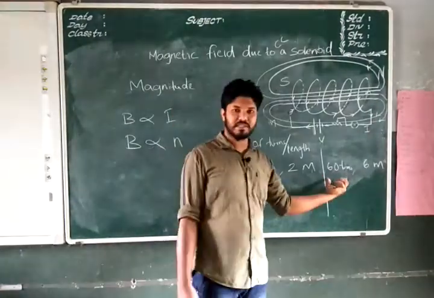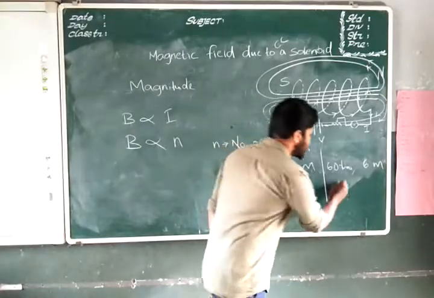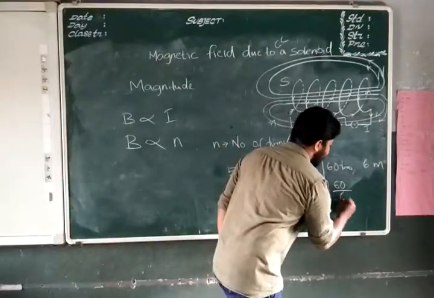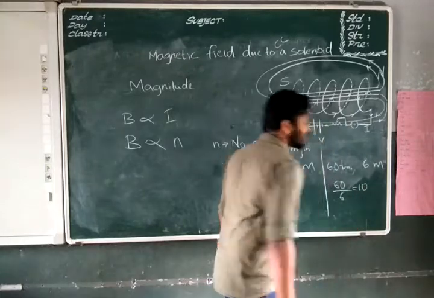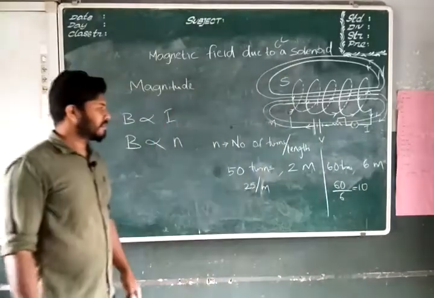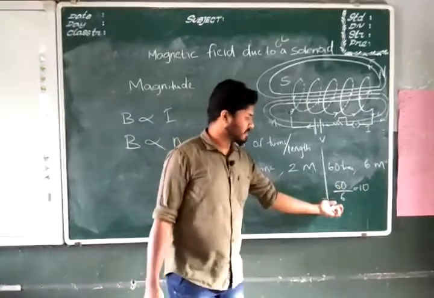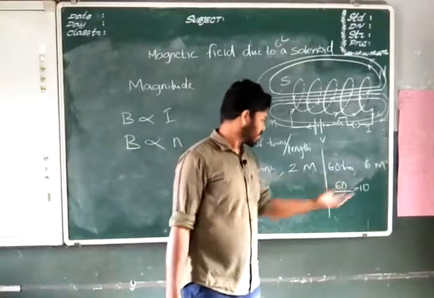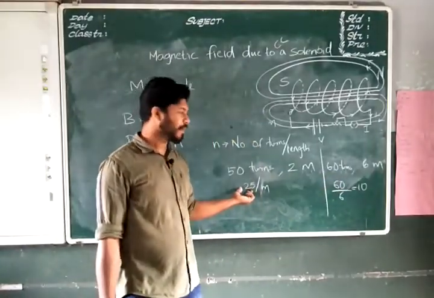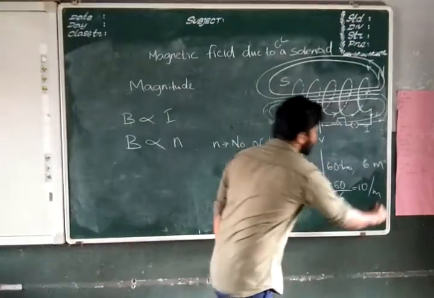We will go for 60. But actually, what we have to do? We have to divide it by the length. 60 divided by 6 gives only 10 turns per meter. Here it is 25 per meter, and here it is 10 per meter.